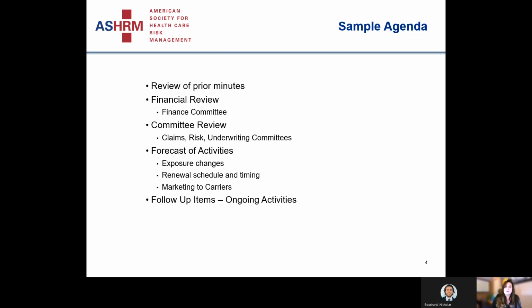And what you're really looking for is, of course, that group of prior minutes. You want to make sure that this group gets back up to speed quickly on what happened since the last meeting, since these are typically annual meetings. And then you want to start with the finances. Talk about the financial review of the program, and then break out into the committee member reports, and then ultimately into the forecast of activities going forward.